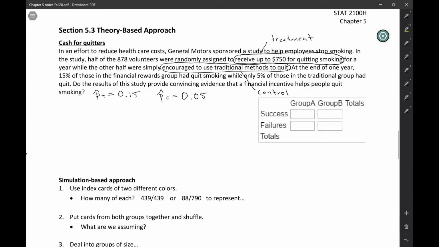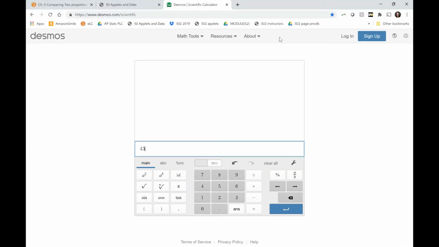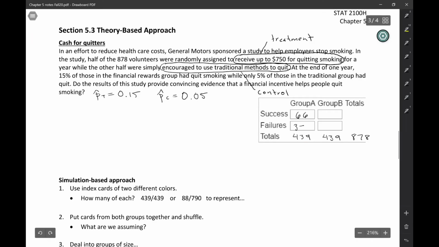And if we want, we could use this information to fill in a two-way table like we saw before. So we have a total of 878 subjects, and it says that half were assigned to each group, so we'd have 439 who got financial incentives, 439 who got the control. And then to figure out what the counts should be within those groups, we have to use the sample proportions. So we have 439 people in the treatment group, and 15% of them quit smoking, so that would be 66 people. And if we subtract, that means that 373 people were not able to quit in that group.